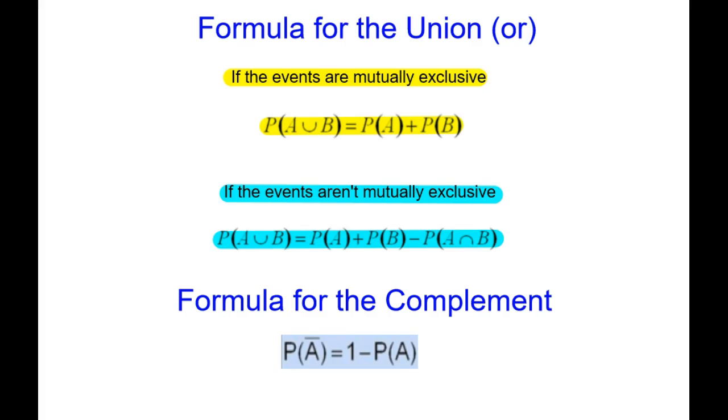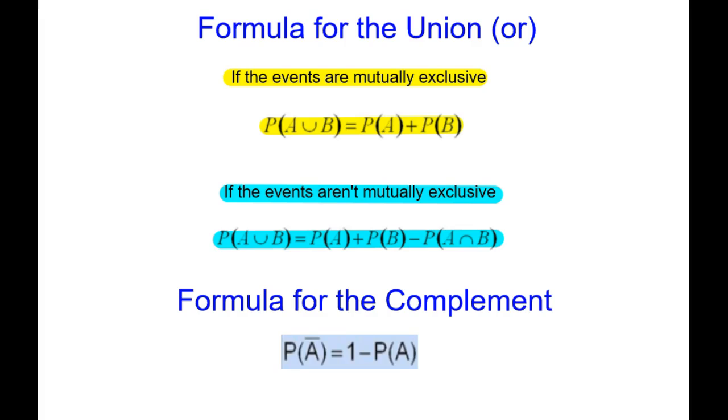First, we're going to discuss the formulas for the union, which means or. So if we have the probability of A or B, if those events are mutually exclusive, meaning they have no overlap in their sets, then all we're going to do is add those two probabilities together. If the events aren't mutually exclusive, meaning they have some overlap in their sets, then the probability of A or B is going to be the probability of A plus the probability of B minus the probability of the intersection of A and B.